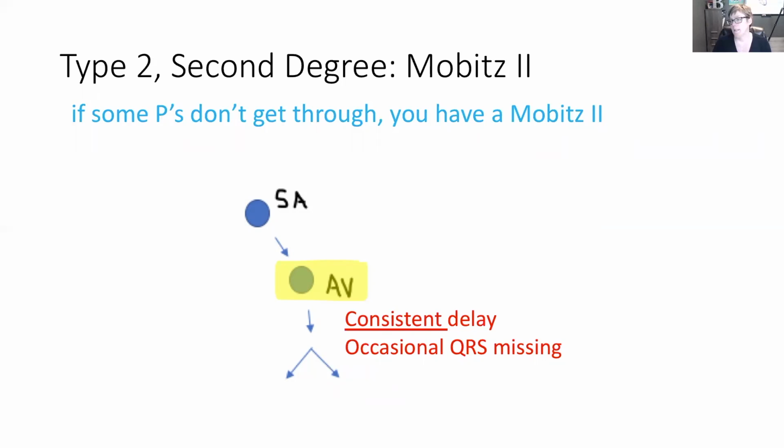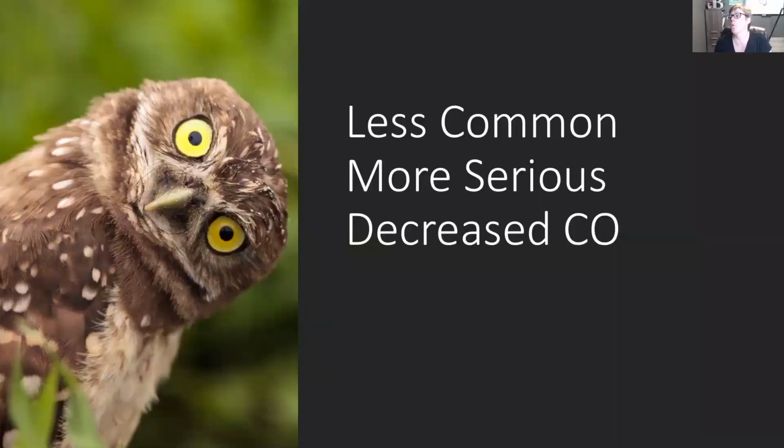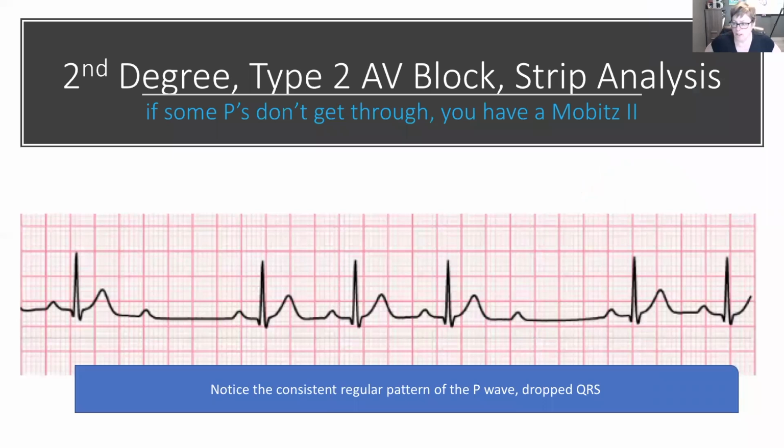So in Mobitz, I have my own little saying. The signal travels a bit more, but it's still blocked by two structures, the bundle of His and the Purkinje fibers. As mentioned, the most common cause is an anterior wall MI, and this rhythm, second degree type 2, indicates a problem at the bundle of His or the bundle branches. It is less common but more serious because of the decreased cardiac output. So let's take a look at that.